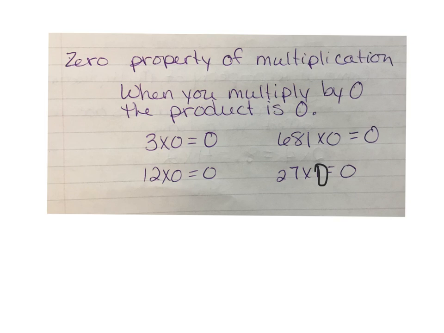We could write this up. Any number times 0 is going to be 0. It will always work. Because if you're putting items into groups, you might have, for this first one, 3 groups, but you have nothing in the groups, you're going to get 0. If you have 12 groups of nothing, you're going to get nothing. If you have 681 groups with nothing in them, you're going to get nothing. If you have 27 groups, nothing in those groups, you're going to get nothing.